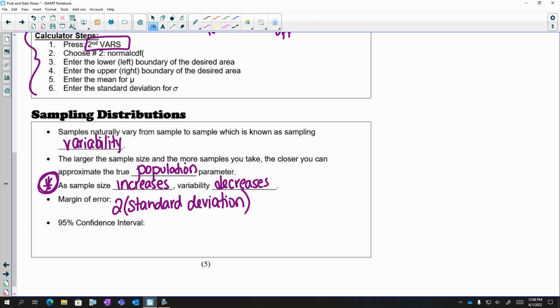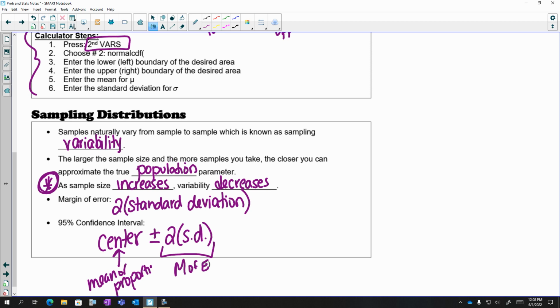A 95% confidence interval is the center plus or minus 2 standard deviations, because 2 standard deviations, this part here, is my margin of error. Your center can be a mean or a proportion depending on the question. And then usually after they ask you to find a margin of error or to find a confidence interval, where you'd actually need to put numbers in here and divide it into two pieces and get a number for each part and then write it like this, or sometimes you'll see it written like that.